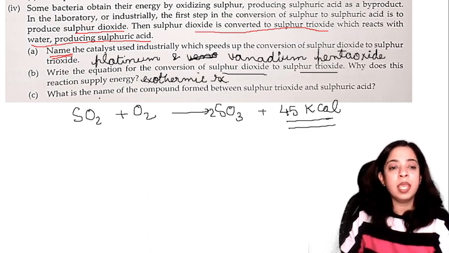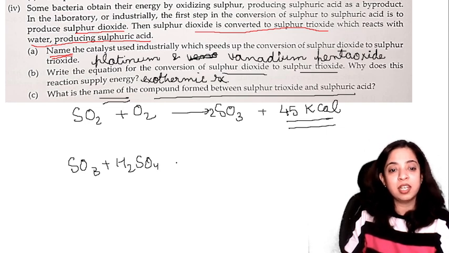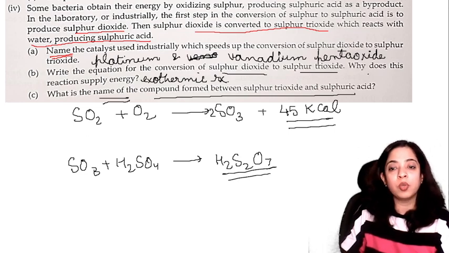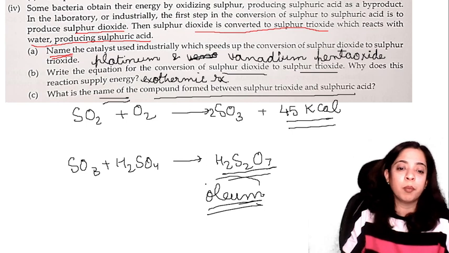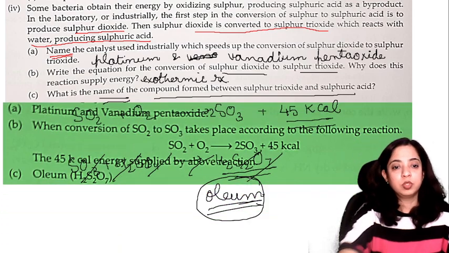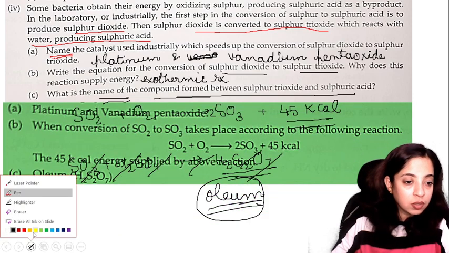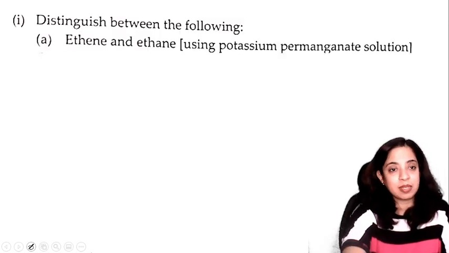Now, what is the name of the compound formed between sulfur trioxide and sulfuric acid? So, sulfur trioxide and concentrated sulfuric acid form oleum, right? H2S2O7. Don't write the formula. You have to write the answer as oleum, because the question is, what is the name of the compound? You just write the name of the compound. No need to give this also. Okay. So these were the answers. Okay, let's go ahead. Question number 6.